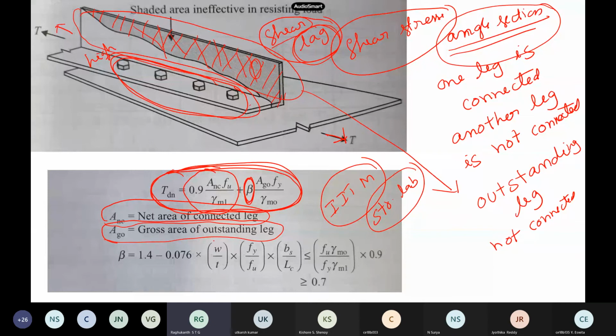This depends on w by t, fy by fu, bs by Lc, the connection length and width of the shear lag and others. This value has to be estimated from this formula. The formula is anyway empirical, you follow, right? But all of you should know that this formula in the IS codes has come from our structures lab. Professor Kalyan Ram, who is now retired, was a PhD student then. They did these experiments in our lab, and then this formula came into the IS code, only for angle sections where one leg is connected and another leg is not connected.